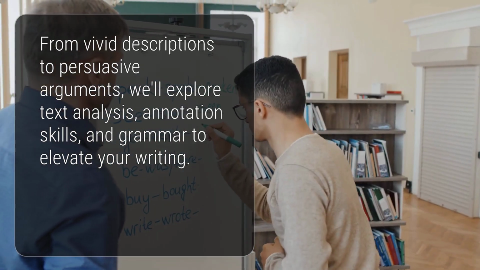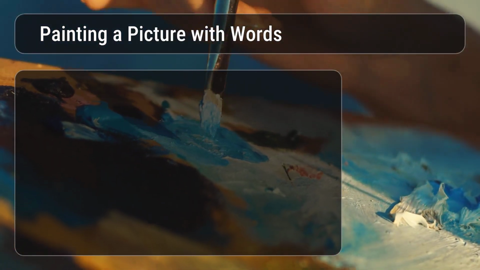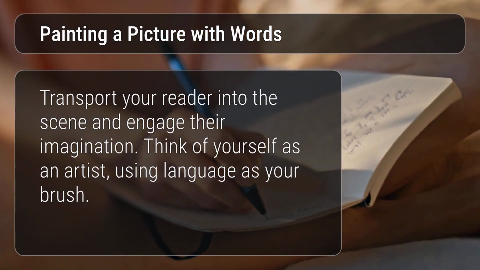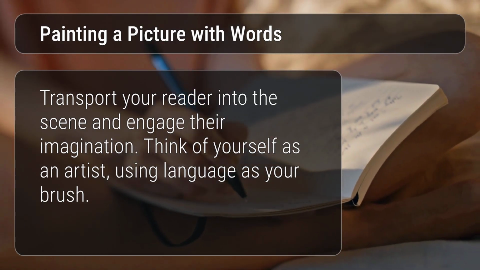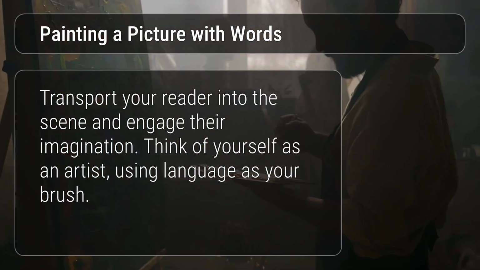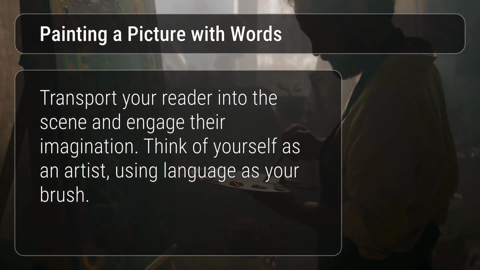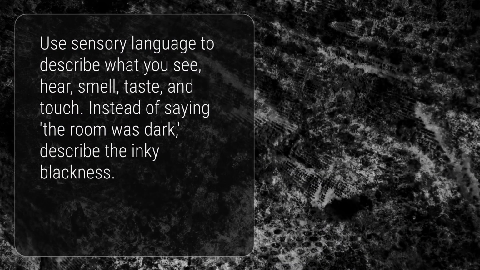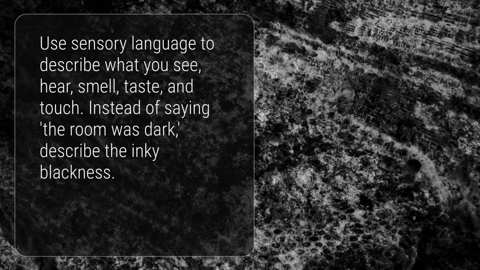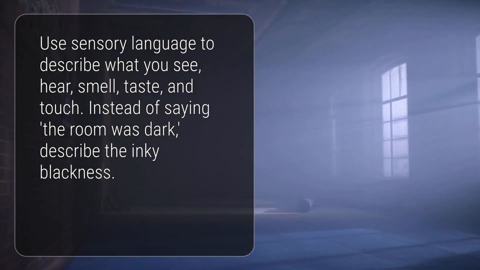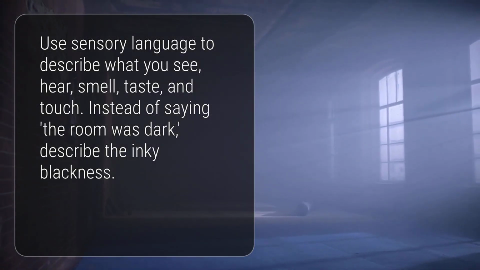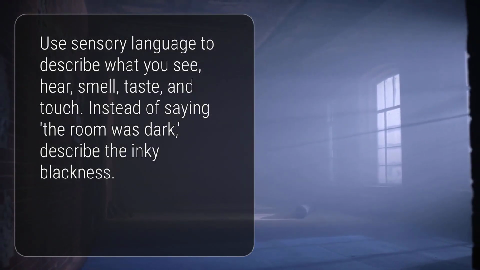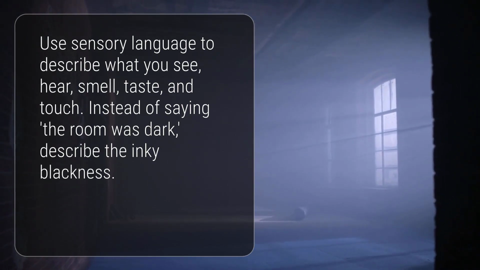Let's get started. Descriptive writing is all about painting a picture with words. Your goal is to transport your reader into the scene and engage their imagination. Think of yourself as an artist, using language as your brush. The key is to use sensory language. What can you see, hear, smell, taste, and touch? Don't just say, "The room was dark." Describe the inky blackness that swallowed the light.